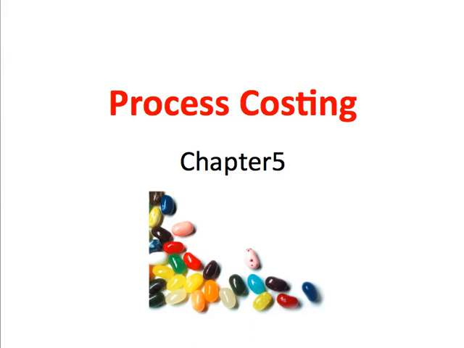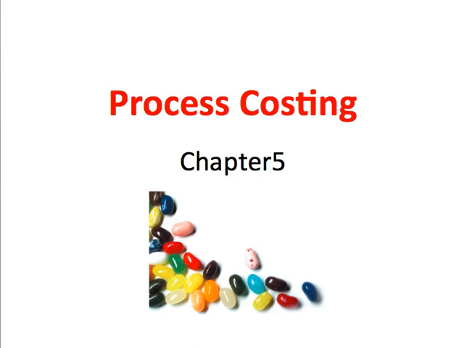There are several new concepts we're going to discuss here. One is we talked about job costing in chapter 4, and this is another basic costing system. So there are two, job costing and process costing. Process costing is mainly used in mass production. For example, companies producing large quantities of identical items. So process costing will be more useful in this scenario.